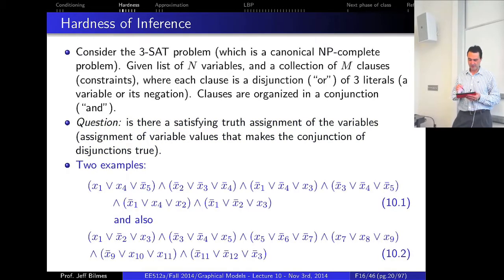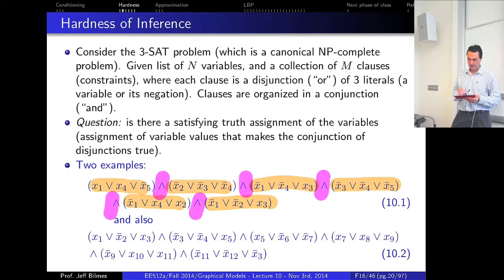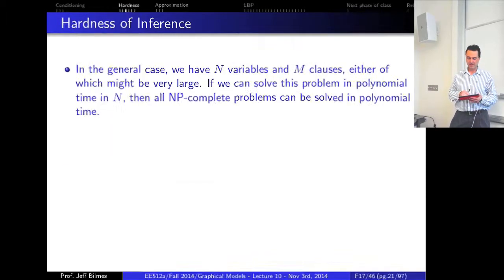And so here are some examples. You can see that the variables are x of i, and the negation of the variables is x of i bar. So this is one clause, and this is another clause. Each clause consists of a disjunction of literals, which are variables or their negation. And then we've got this conjunction over the clauses. So I think that's pretty clear, right? That is known to be generally hard.